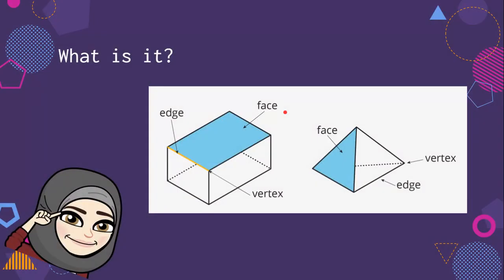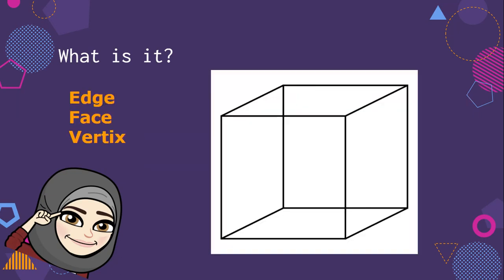But what do you think they mean? What does the word face mean? What does the word edge mean? What does the word vertices mean? So let's start with the edge. An edge is like a line between each two corners. For example, that one is an edge, the red one is an edge, this is an edge, this is also an edge. Okay, so that was the word edge.